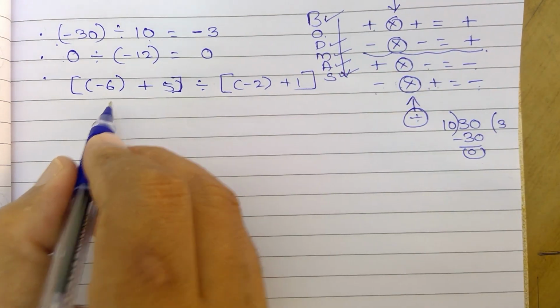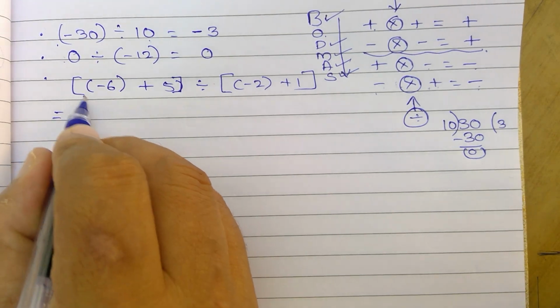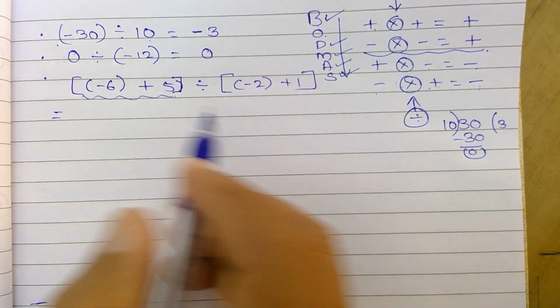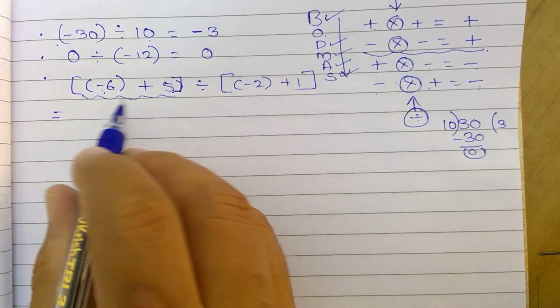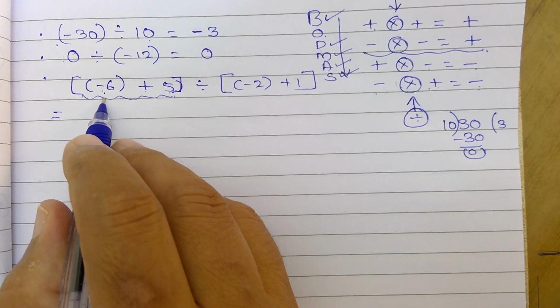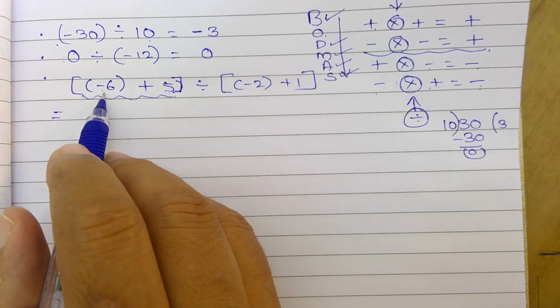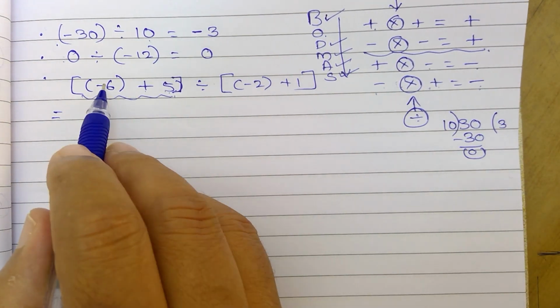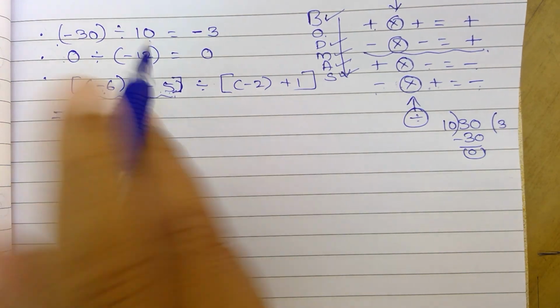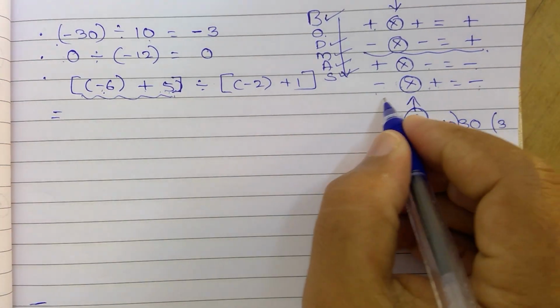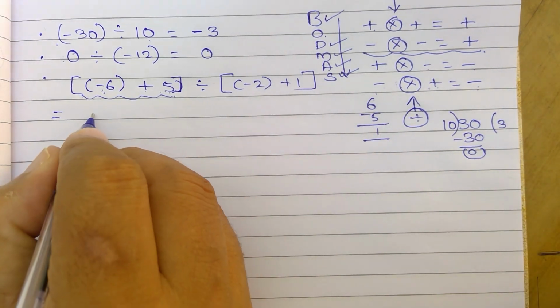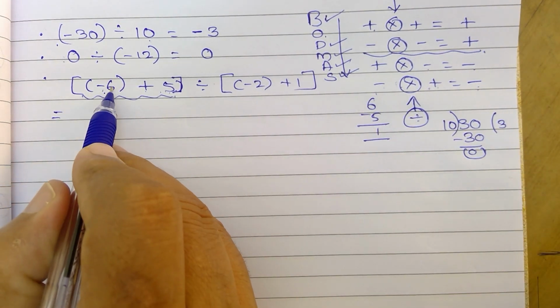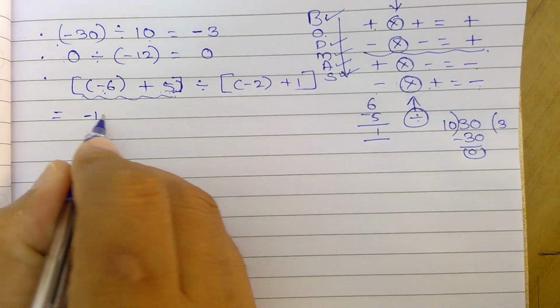So now let us simplify whatever you have in brackets. What do you have? Minus 6 plus 5. One is negative, another is positive. What you are supposed to do? Negative divided by negative, sorry, it is not division, it is addition. When you have one negative and one positive, you have to subtract. 6 minus 5, how much? 1 is the answer. But since the bigger number is negative, it is minus 1.